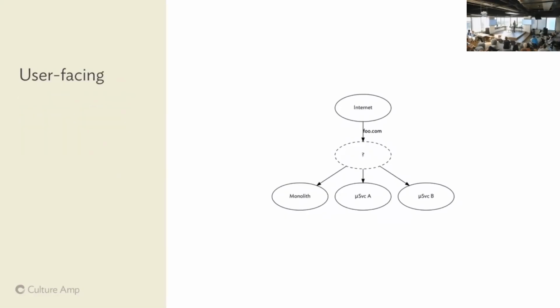So the other option is building microservices that are actually user-facing. They might be serving their own HTML and JavaScript. They might be providing public APIs for your web front end or for your mobile apps. But there's a question of how do you actually get the right requests going to the right service? And the answer is, of course, another microservice. Let's see where this is going.